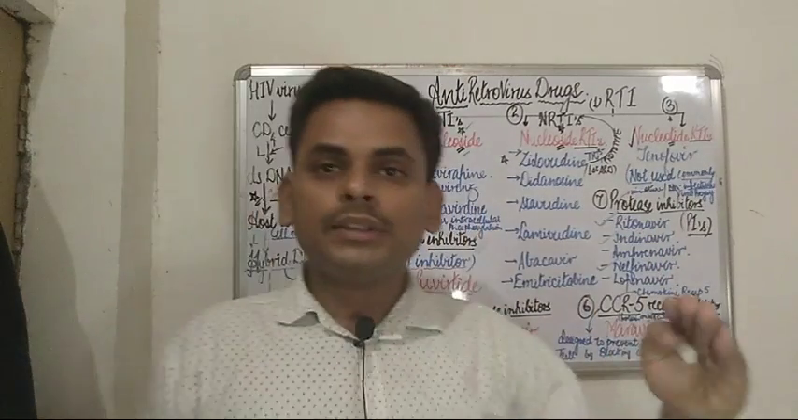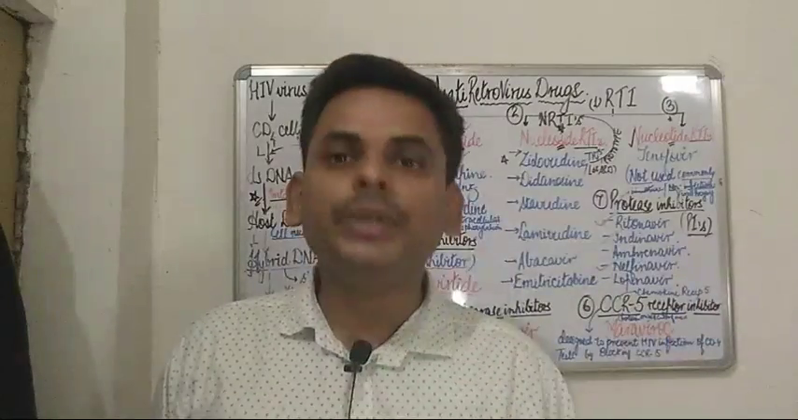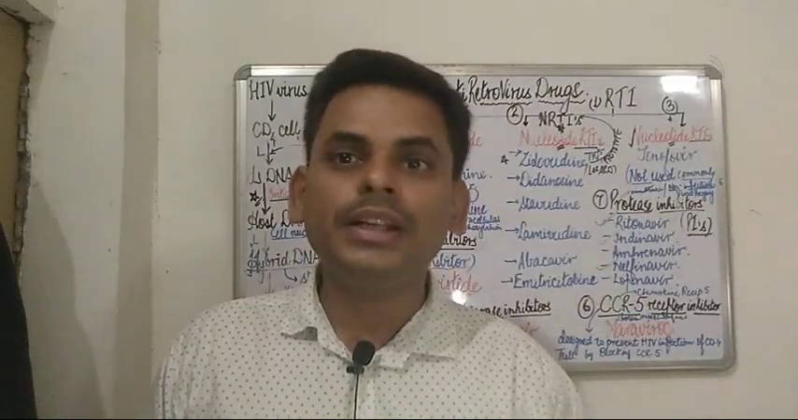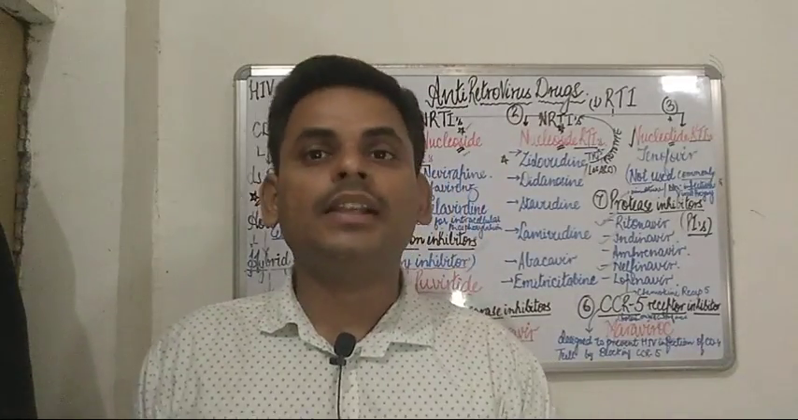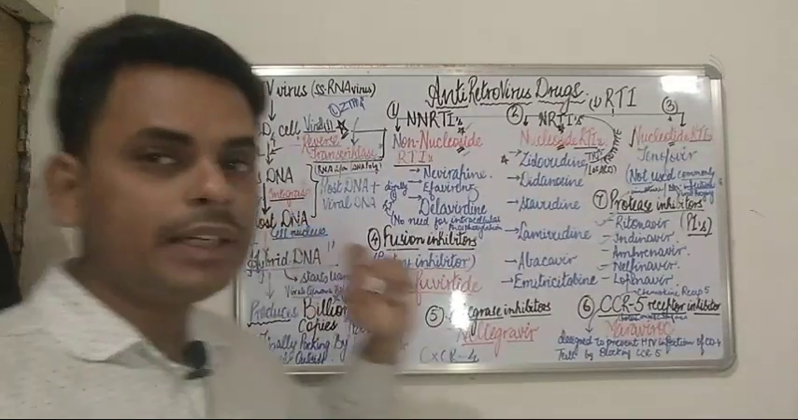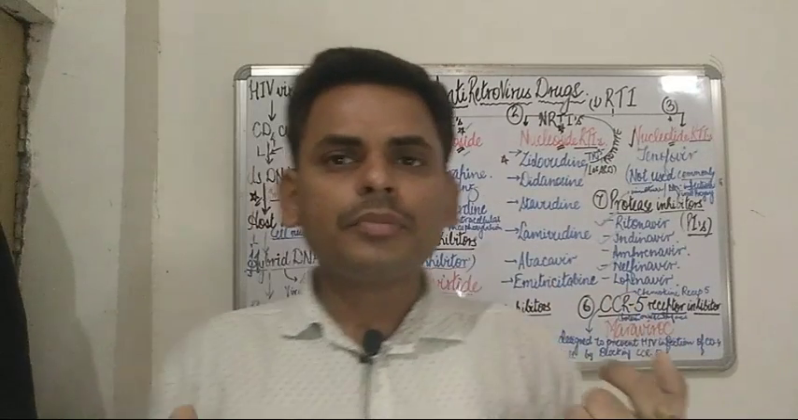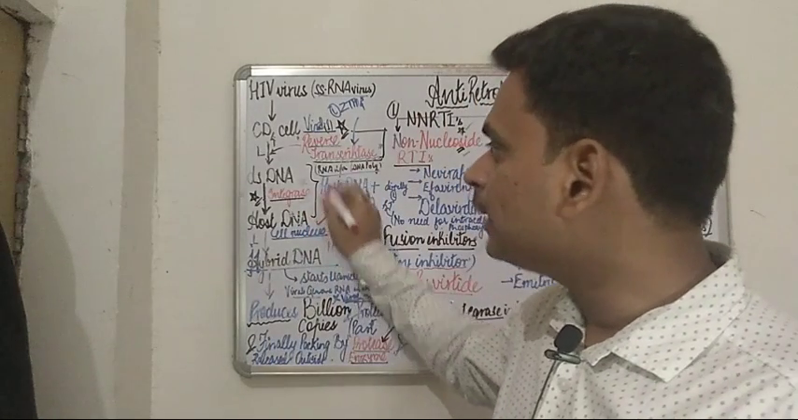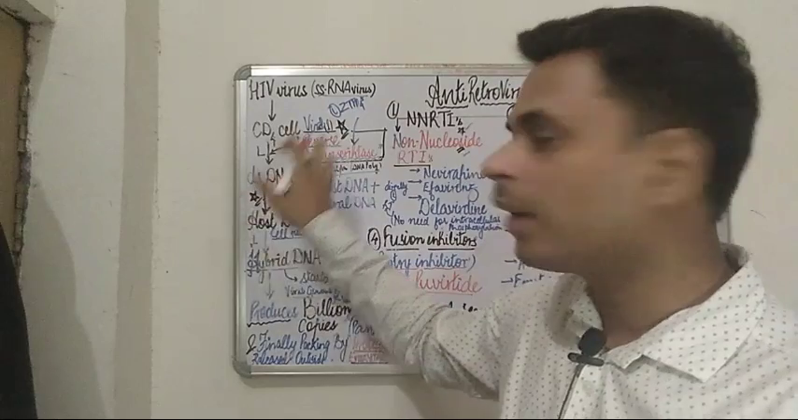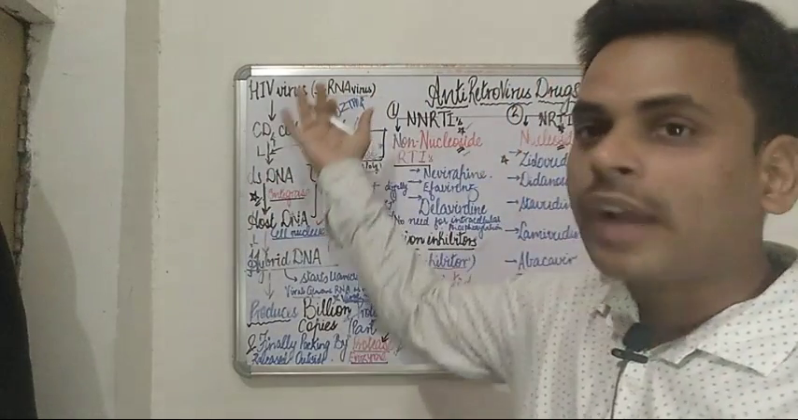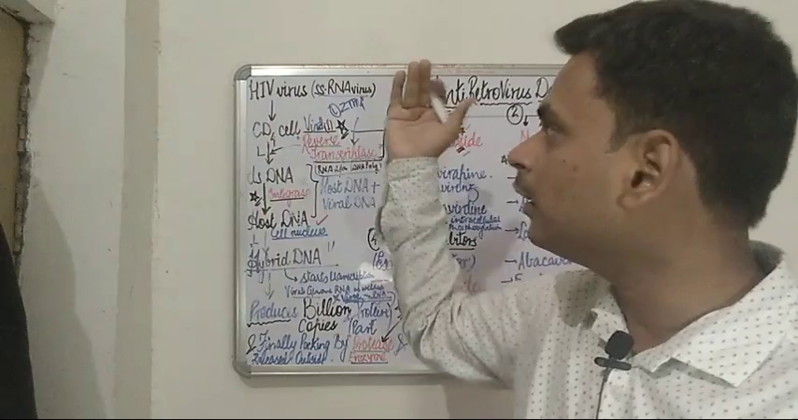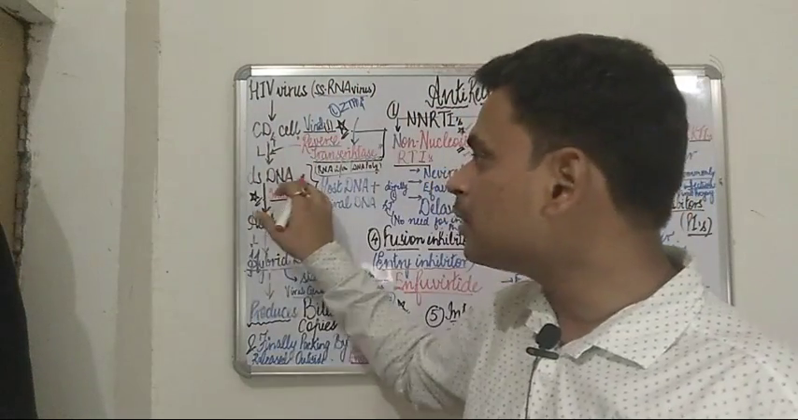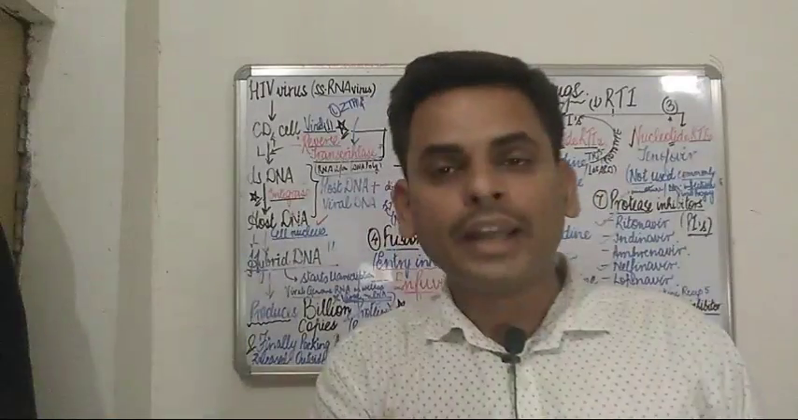This double-stranded DNA is going to get translocated into the nucleus of the host cell, where it combines with the chromosomal DNA of the host cell to form the hybrid DNA. So the double-stranded DNA that is synthesized on the single-stranded viral RNA genome of the HIV is going to enter into the host cell.